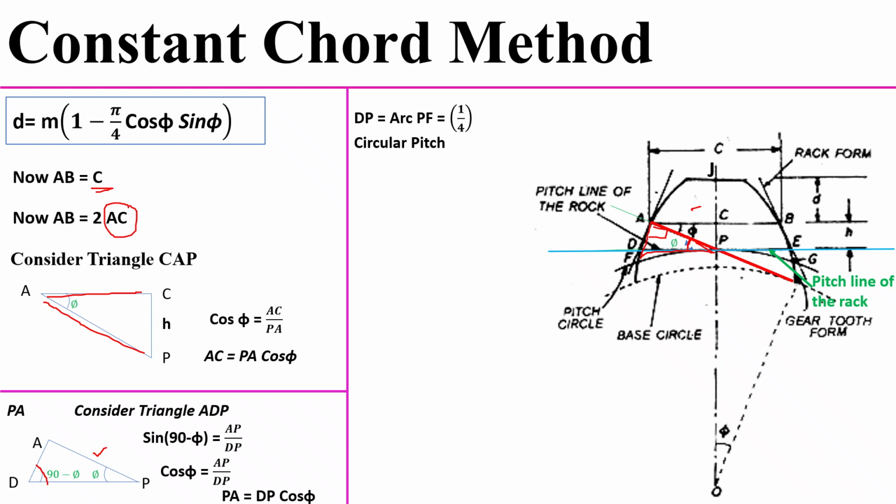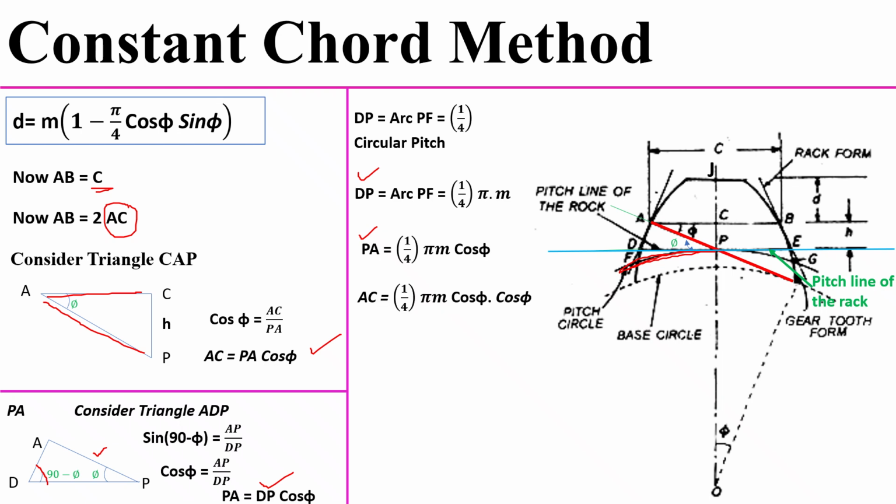So next we have to determine the DP value. From the figure, DP is equal to arc PF. We know the arc PF value is 1 by 4 into circular pitch. Then DP equal to 1 by 4 into pi m. So we know the DP value, then substitute in the PA equation. Then PA equal to 1 by 4 into pi m cos phi. So we know the PA, then I have to substitute in the AC.